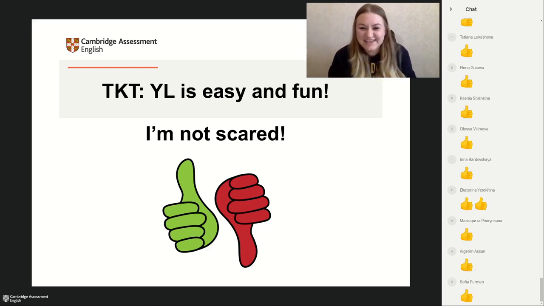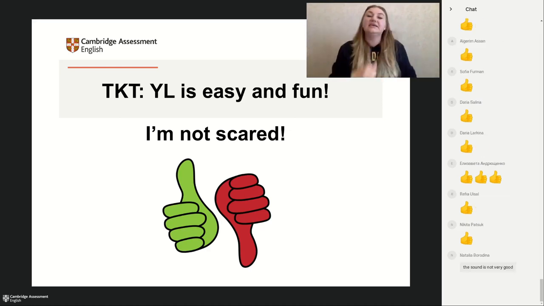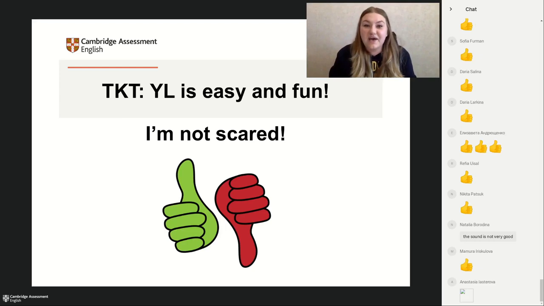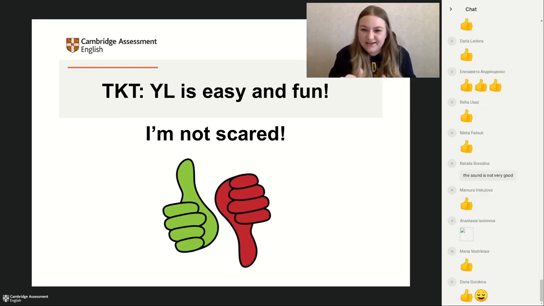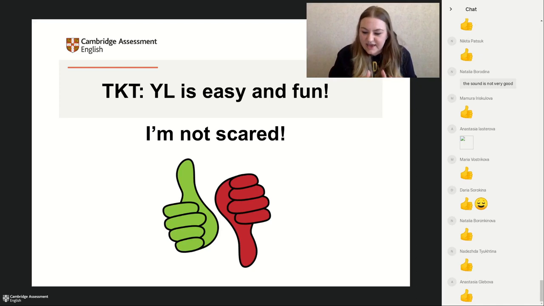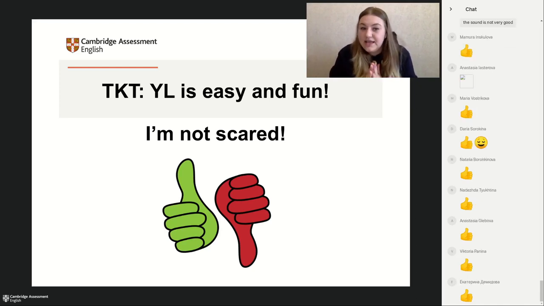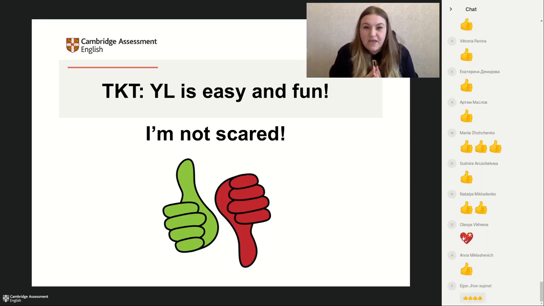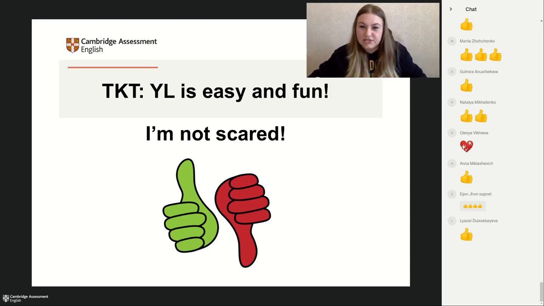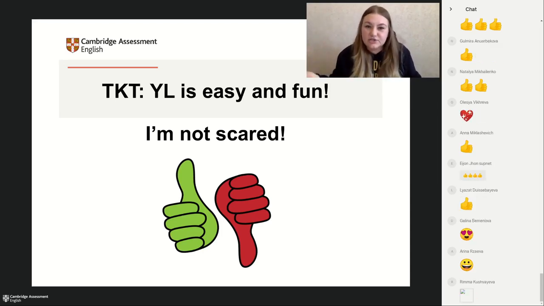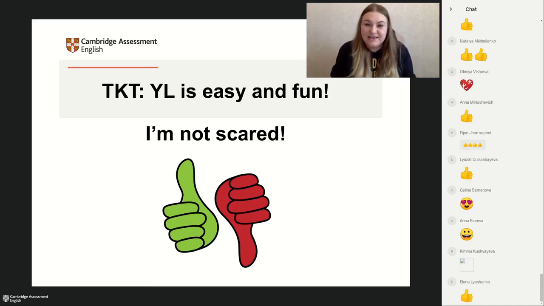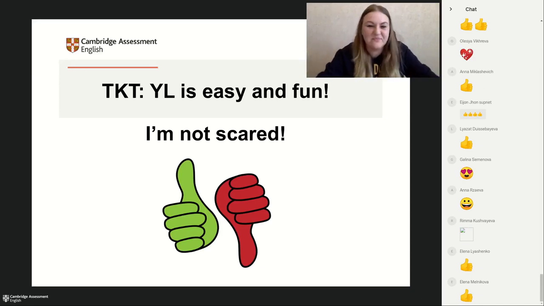All right. Yeah, that's true. The Tkt Yl exam is easy and fun, and you shouldn't be scared of it, because you don't need any compulsory courses to take this test, this exam, and you can even do self-preparation, because you can find plenty of resources, read lots of books, and it just depends on you. If you're ready to work with young learners, you can easily take this exam.